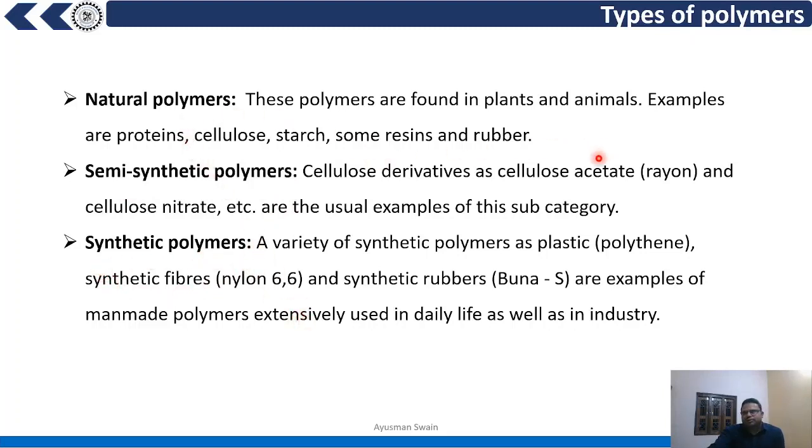Natural, all of you know, these are available in plants and animals, and some of the examples are proteins, cellulose, starch, resins, rubbers. Semi-synthetic ones are actually polymers which are derivatives of natural polymers. For example, cellulose acetate is derived from cellulose, that's why it's semi-synthetic. Synthetic polymers, you already know, we synthesize in the laboratory and in industry, like nylon, terylene, synthetic rubber, vinyls, polystyrene. These are synthetic polymers.